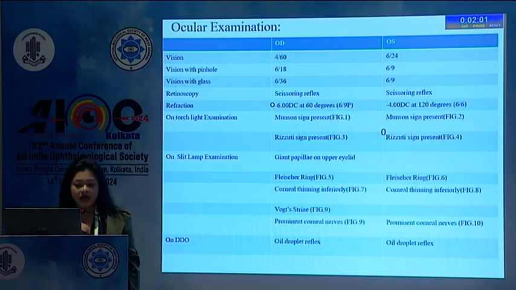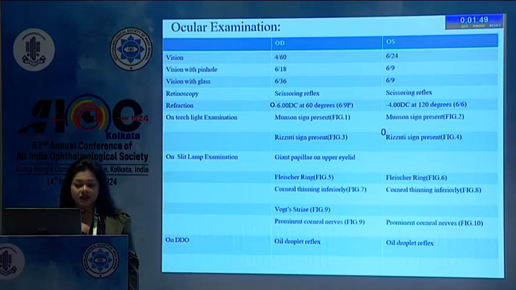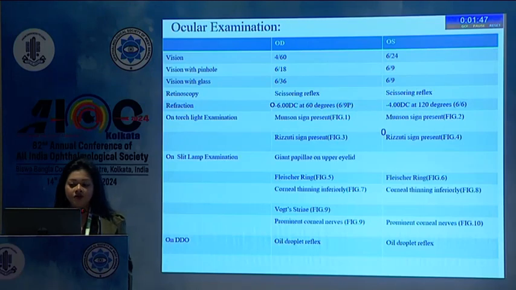On ocular examination, the following findings were noticed. Vision was 4/60 in the right eye and 6/24 in the left eye. Vision with pinhole was 6/18 in the right eye and 6/9 in the left eye. Vision with glasses was 6/36 in the right eye and 6/9 in the left eye. On retinoscopy, a scissoring reflex was present in both eyes.